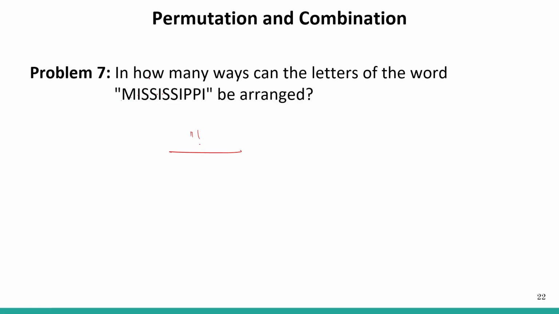So let's see how many times M is repeated. 1. Okay, how many times I is repeated? 1, 2, 3, 4. So it will be 4 factorial. Then how many times S is repeated? 1, 2, 3, 4. So 4 factorial is again there. How many times P is repeated? 2 times, so 2 factorial. So whatever the value is here, that will be the answer.